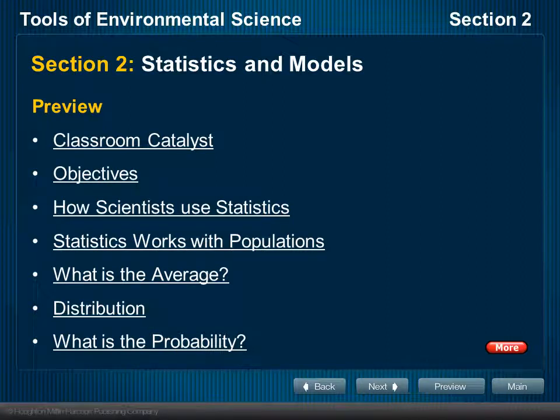All right, gentlemen, this is section 2 of chapter 2, dealing with statistics and models. I'm going to briefly go over the basics of statistics with you and define models as they are defined in science and as they are used. I think there will probably be a couple of Khan Academy videos that you will watch as well to help bolster the information on statistics.